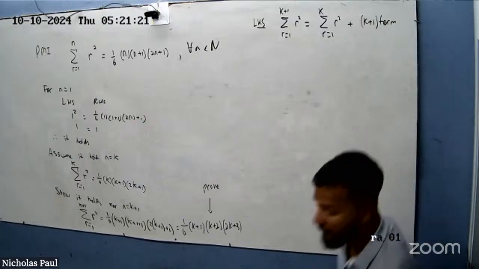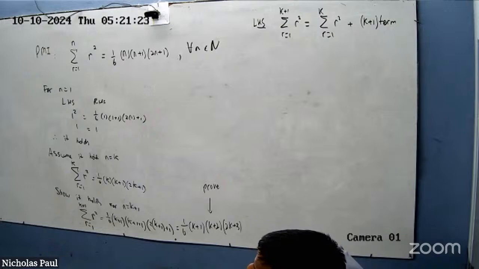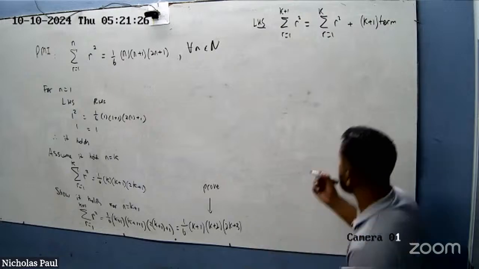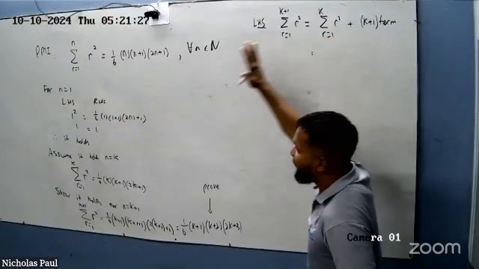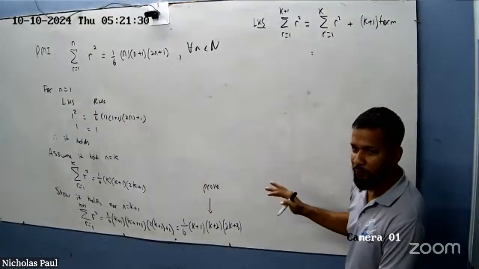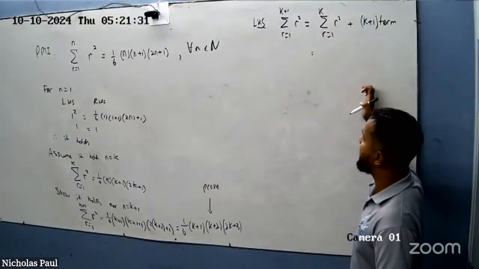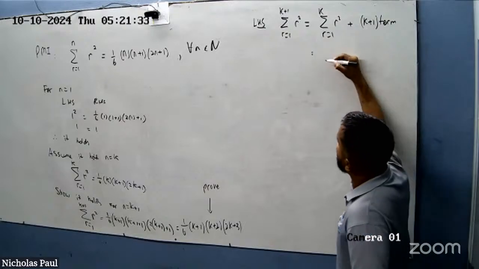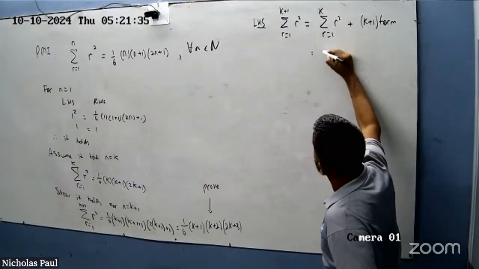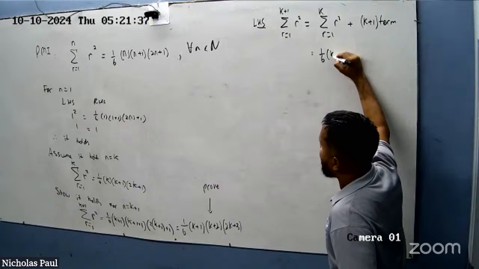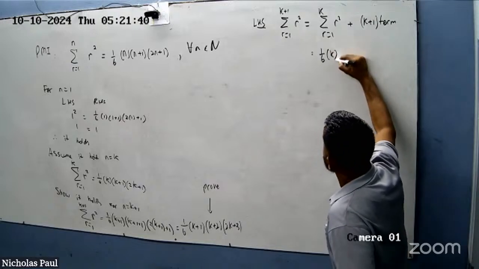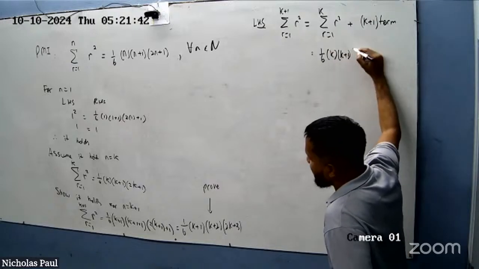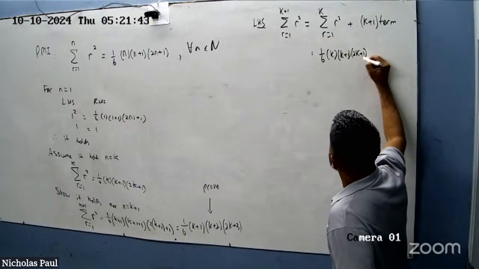Alright, ready? Now let's see how far you reach. Everything you do here is the same thing all the time. You substitute here and then the work really starts after this step. So this is equal to 1/6 K by K plus 1 by 2K plus 1.